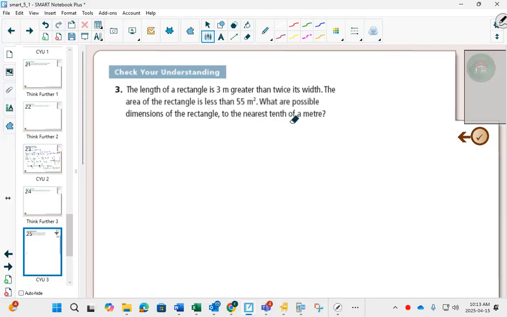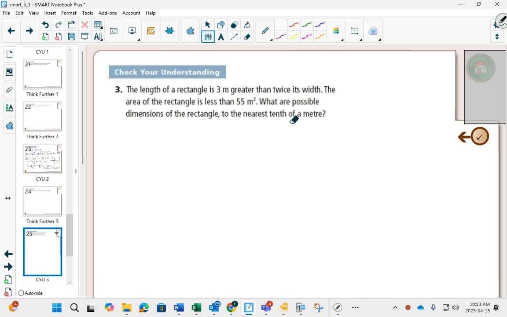The length of a rectangle is 3 meters greater than twice its width. The area of the rectangle is less than 55 meters. What are possible dimensions of the rectangle to the nearest tenth of a meter? So we read through our question.